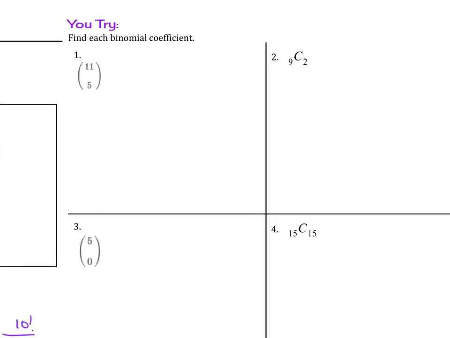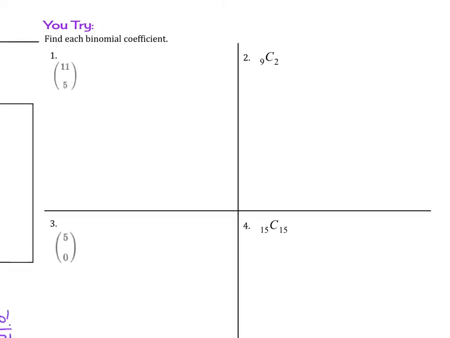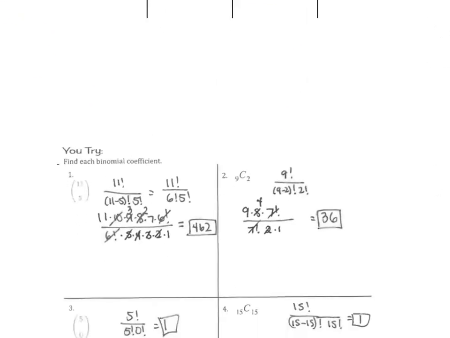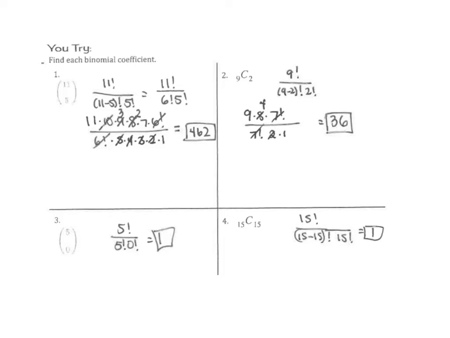So try out these examples up here. Find each binomial coefficient. So try this out. For the first one, you should have gotten 462. The second one is 36. And then you get 1 and 1 for the bottom 2.